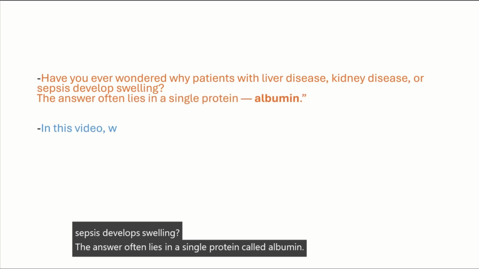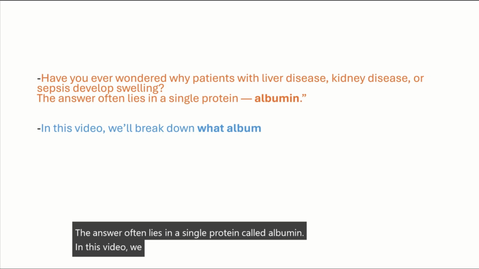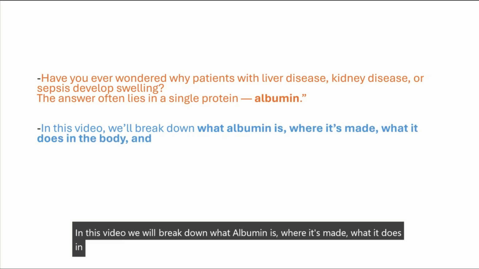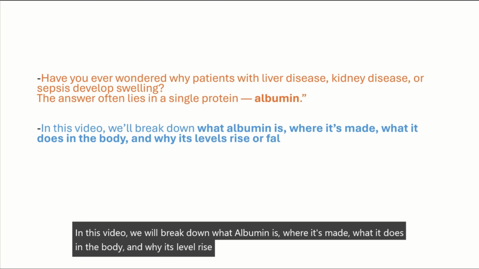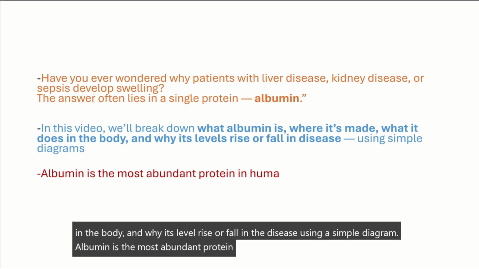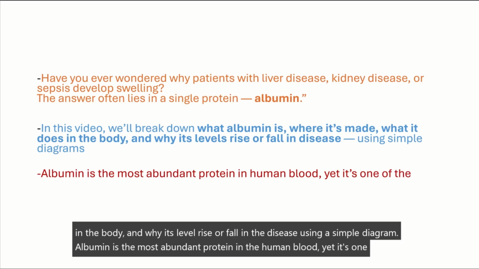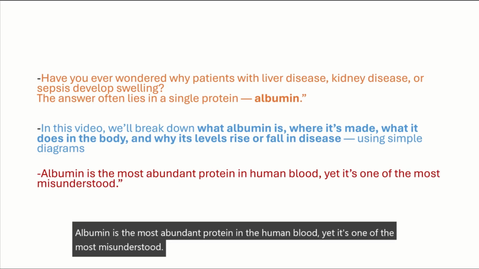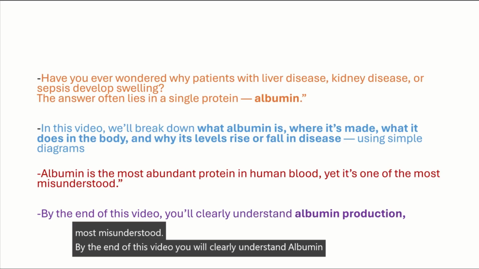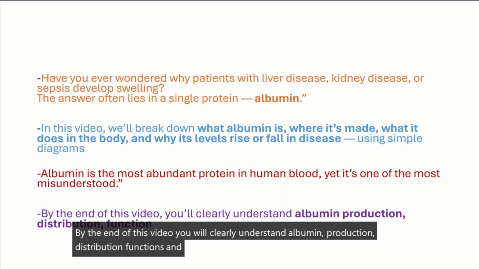In this video, we will break down what albumin is, where it's made, what it does in the body, and why its levels rise or fall in disease using a simple diagram. Albumin is the most abundant protein in the human blood, yet it's one of the most misunderstood. By the end of this video, you will clearly understand albumin production, distribution, functions, and causes of low albumin in a way that's easy to remember.